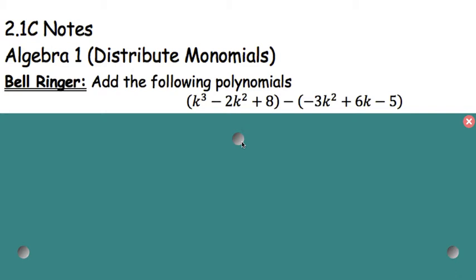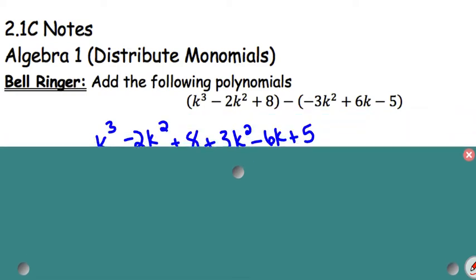So what we're going to do is, again, whatever you see inside the first set of parentheses, we just recopy that, okay? So k to the third minus 2k squared plus 8. Recopy that, and then we change this to a plus, and then we change all of these signs. So this will be a plus, this is going to be a plus 3k squared minus 6k plus 5.